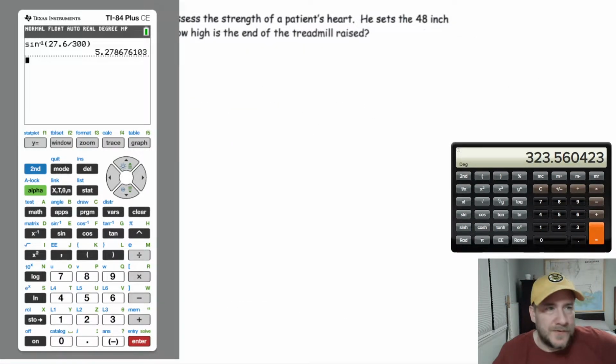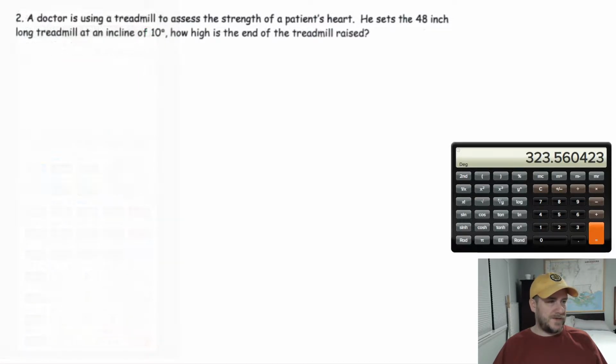So the next problem is talking about a doctor who is using a treadmill. Let me get rid of the TI calculator. That actually reminds me, I said I was going to do it the other way, so I'm going to keep my word on that. How do I get rid of this? All right, goodbye TI. And let's go back.